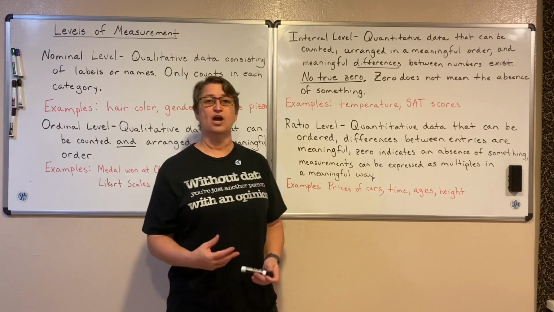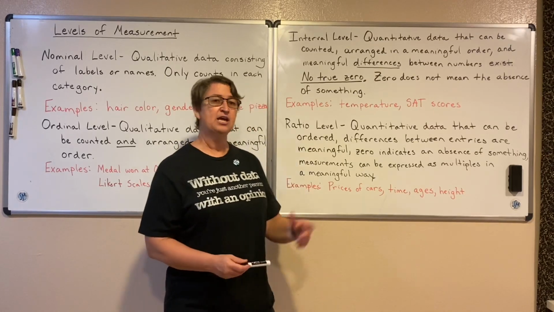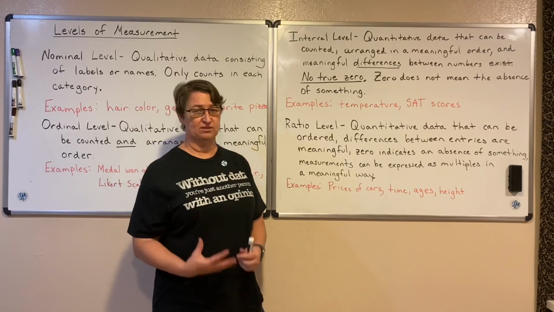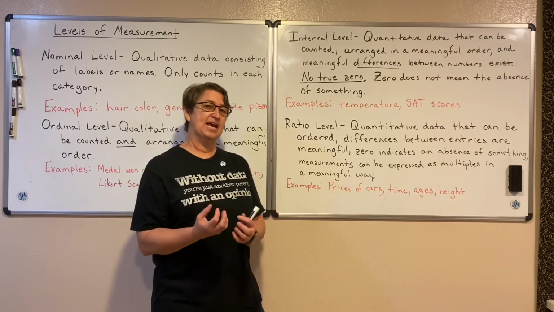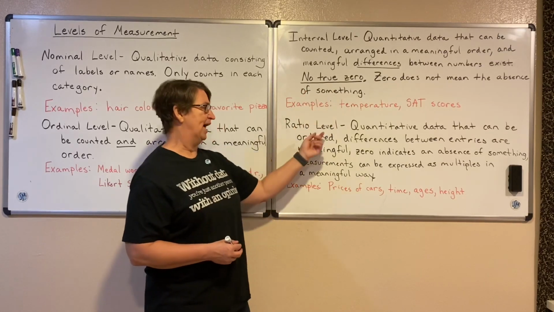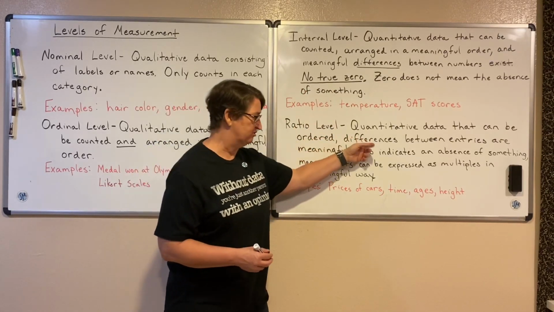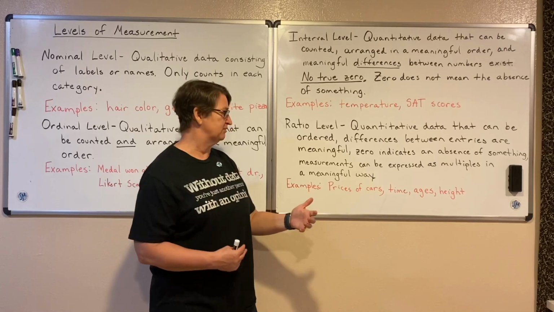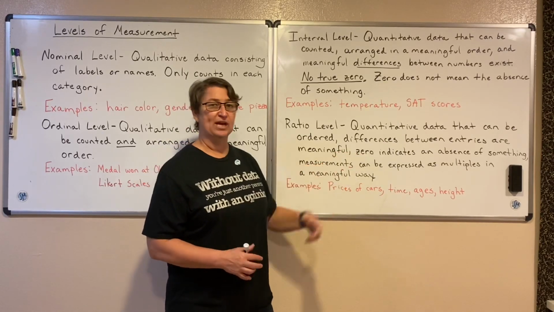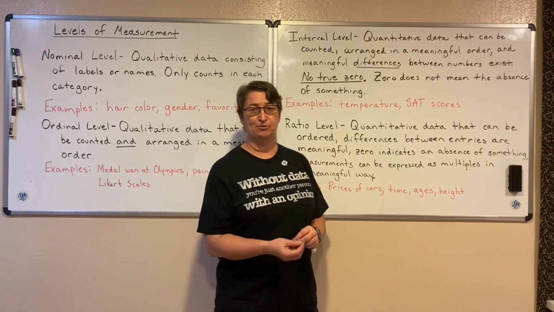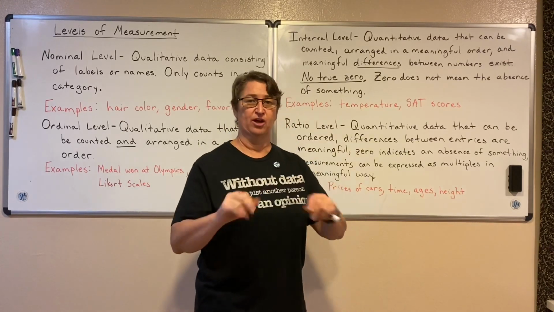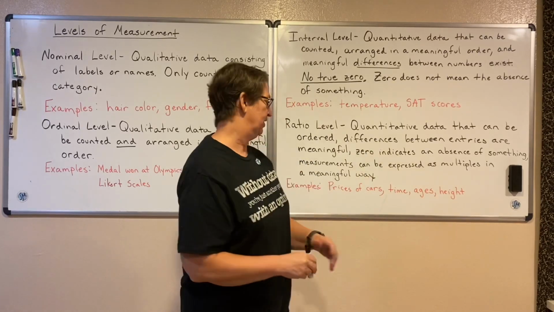And again, we're talking about quantitative data. In order for it to be at this ratio level, it must be a quantity. So we're collecting data that is a quantity. And it can be ordered as before. There are meaningful differences between our entries. But in addition to that, the zero indicates an actual absence of something. If I say there are 0 of them, it means there's nothing there. There's an absence of something.